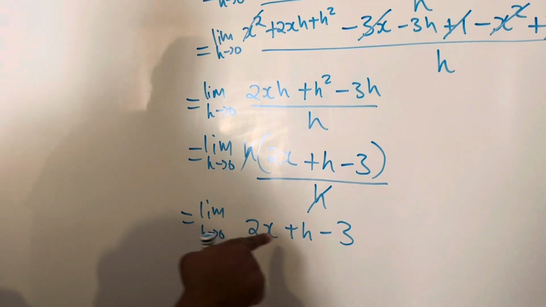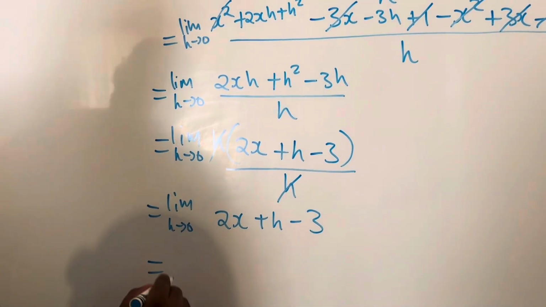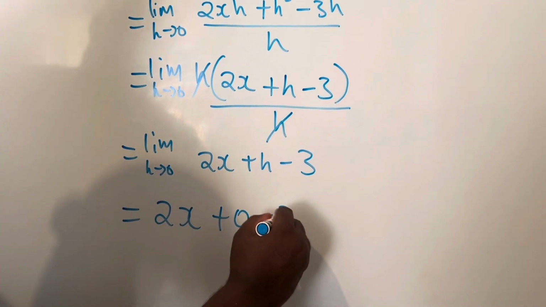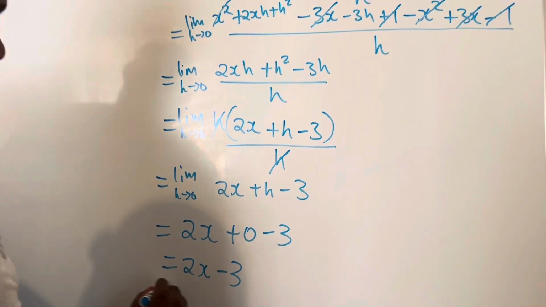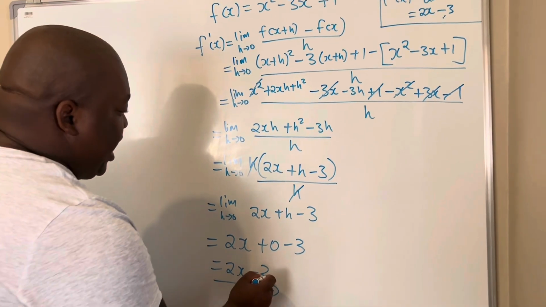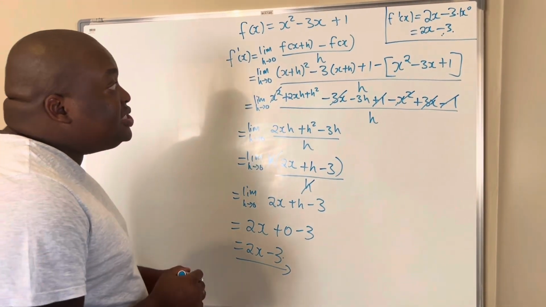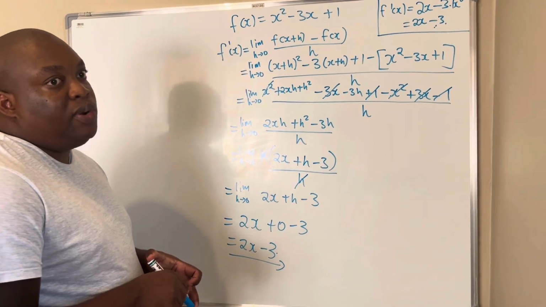Now in the place of h, we substitute 0 as per the limit. We'll then be left with 2x plus 0 minus 3, which becomes 2x minus 3. This then becomes the final answer. You see, the answer is the same as the answer we found there at the top. So this is how you differentiate using the first principle method.